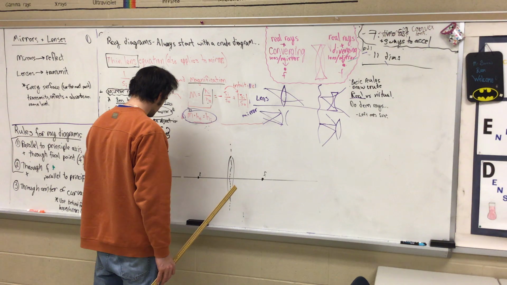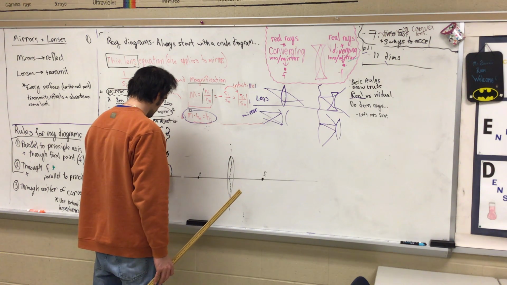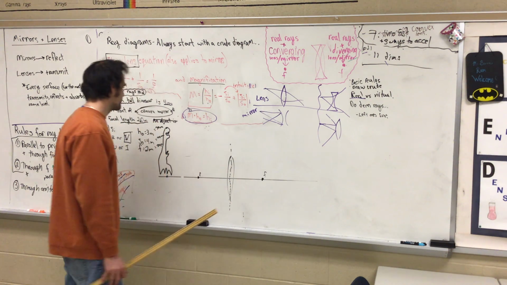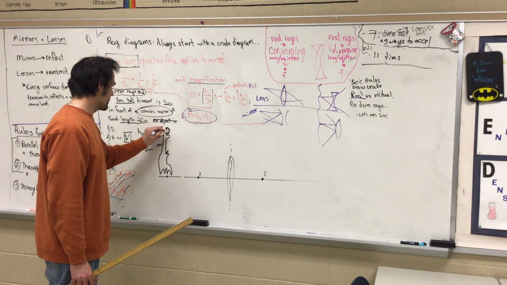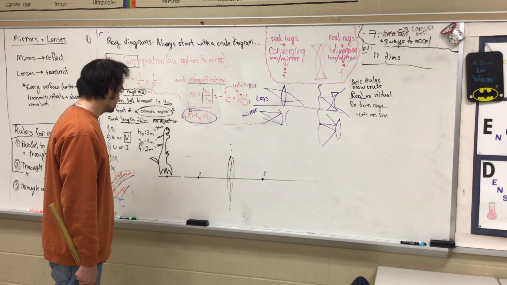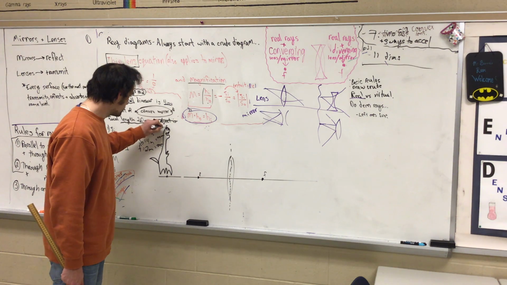Some T-Rex arms. There we go. Give him an eye so he feels a little more aggressive. Give him a tail. We have a dinosaur. And there's the top of that dinosaur.